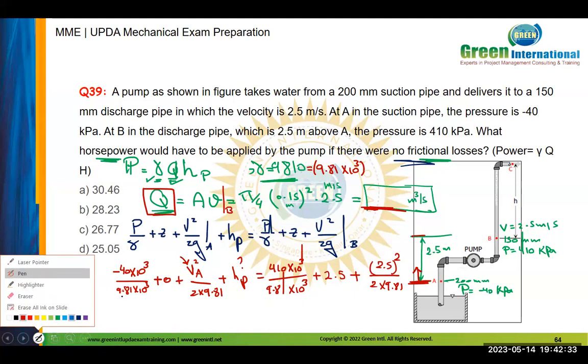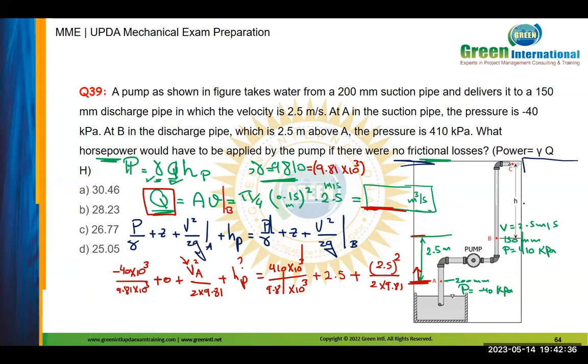So let's calculate it first. We write here the calculation for VA. VA is equal to Q divided by area. Q is according to your calculation above, so substitute it directly. Area is pi over 4 times D square, where D is 200 millimeters, so 0.2 meter squared. From this equation you can calculate VA and substitute it here. Don't forget to square it again. Once you have calculated the head of pump, multiply the head of pump, the Q and the specific weight to get the power of the pump.